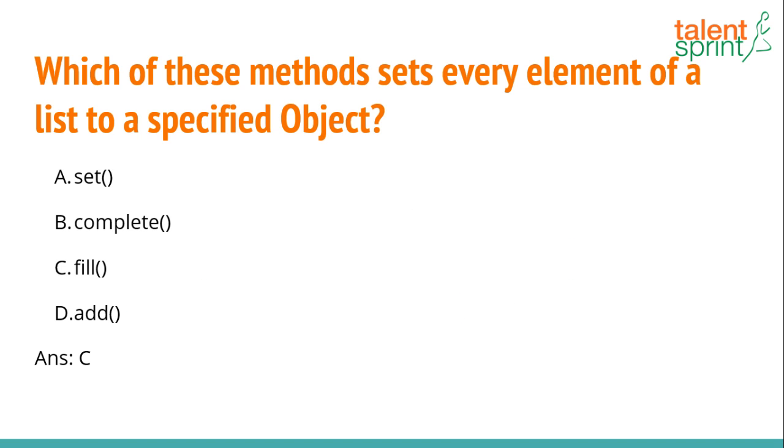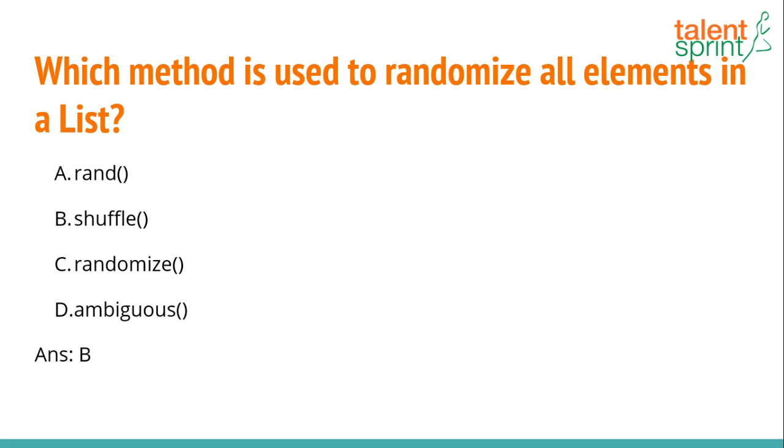Next, which method is used to randomize all elements in a list? So you have a list with certain elements. Now you want a list with random values, but the values will remain the same that you have given. They will just be in a random order. What is the function that you would use? Is it rand? Is it shuffle? Is it randomize? Is it ambiguous? So you see how thoughtfully they have crafted the options here.